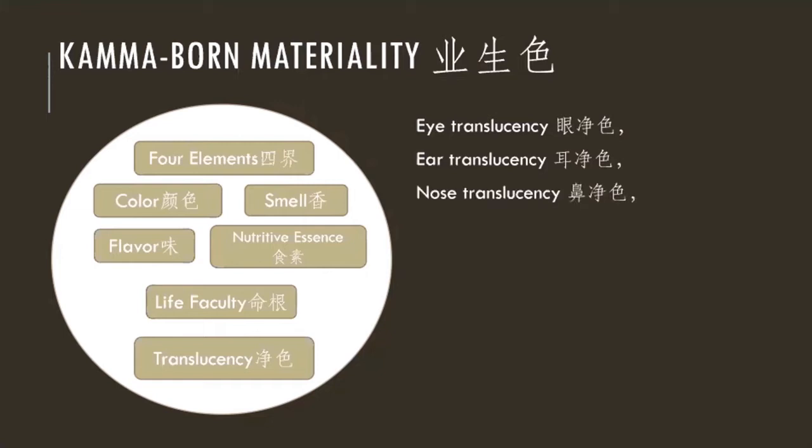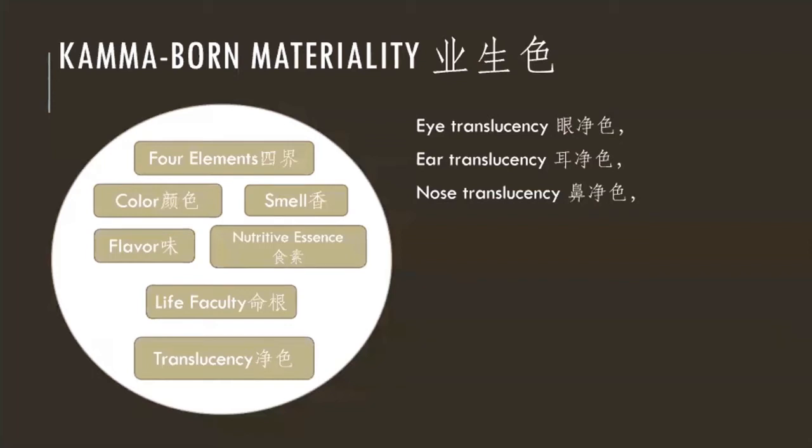Then again, nose translucency. It can be only in the nose. We can smell different things because of nose translucency. If our nose translucency is not really very good, we cannot smell. When we have very good nose translucency, we can smell easily. So when we are going to smell, there must be odor or smell objects. Then there must be the mind, nose consciousness. Now, when these three arise, there will be nose contact.